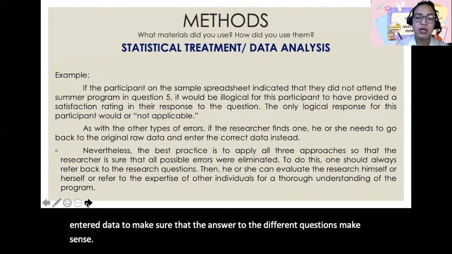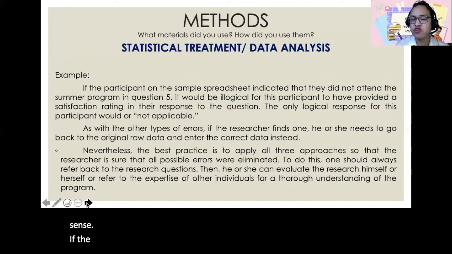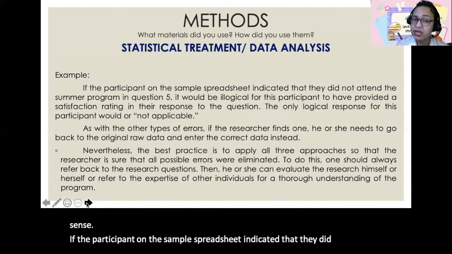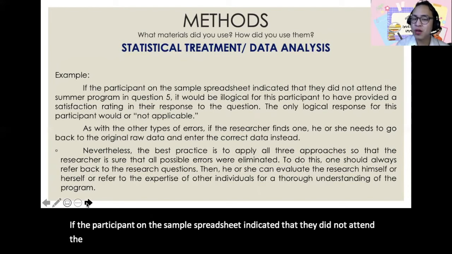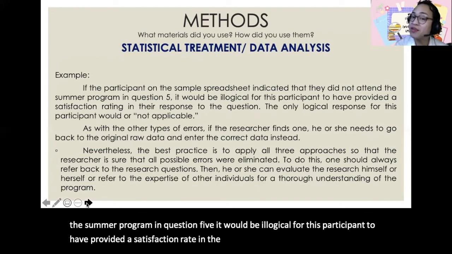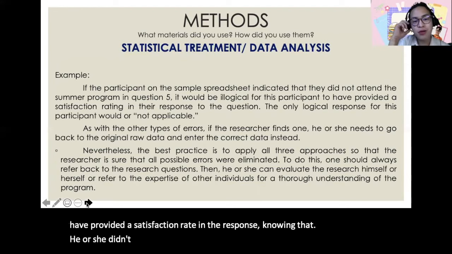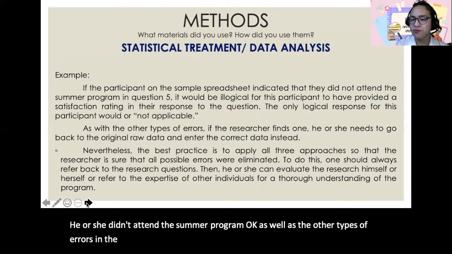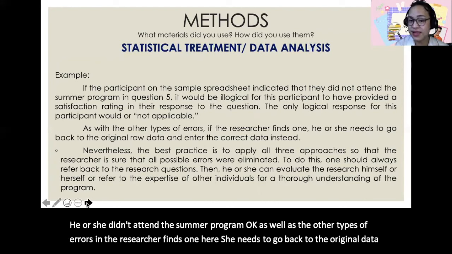Example: if the participant on the sample spreadsheet indicated that they did not attend the summer program in question 5, it would be illogical for this participant to have provided a satisfaction rating in the response, knowing that he or she didn't attend the summer program. As with the other types of errors, if the researcher finds one, he or she needs to go back to the original raw data and enter the correct data instead.